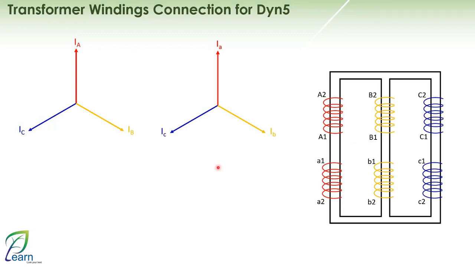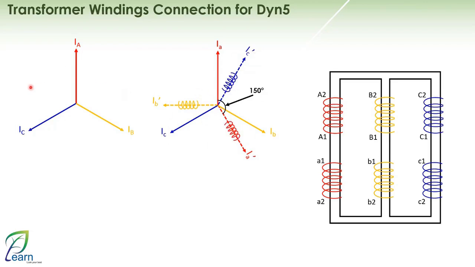What do we do next? You have now asked me for a Dyn5. What does that mean? It means you want the current on the star side to lead the current on the delta side by how many degrees? 5 times 30, which is 150 degrees. So I start by drawing an angle of 150 degrees here, and then I draw my new phasor diagram with A, B, and C. After that, on this new phasor diagram, I will place my coils, which are the red, yellow, and blue phase coils.